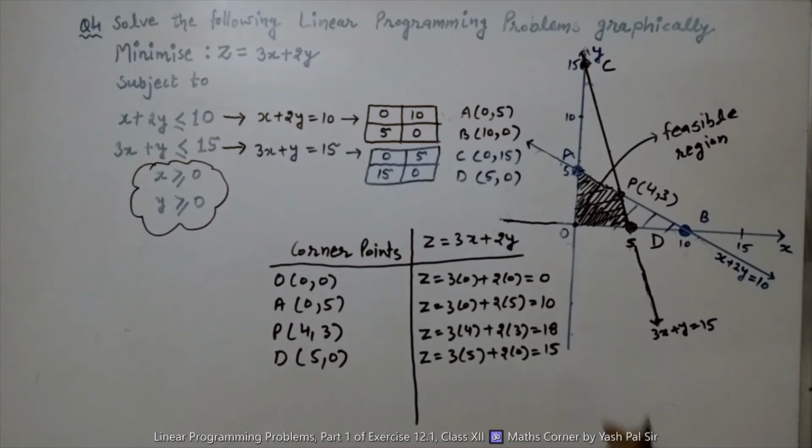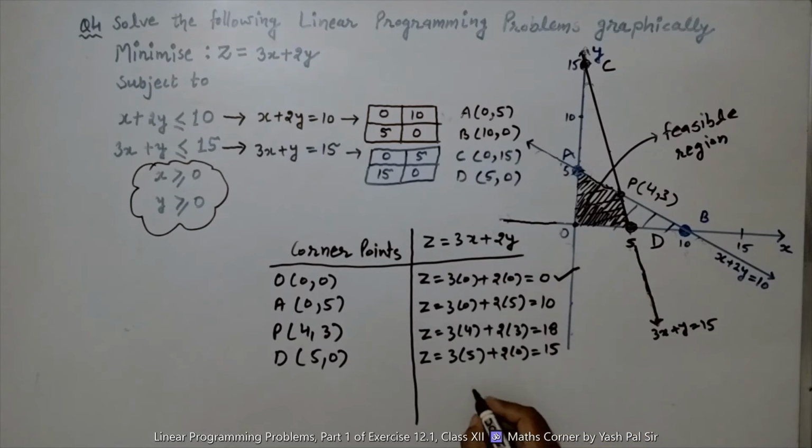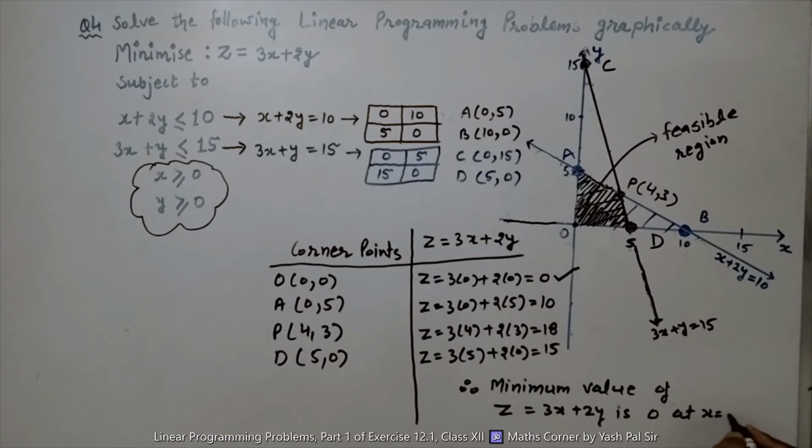So what was the question? Minimize. So out of these values, which is minimum? 0 is minimum. Therefore the minimum value of z is equal to 3x plus 2y is 0 at x equal to 0, y also equal to 0.